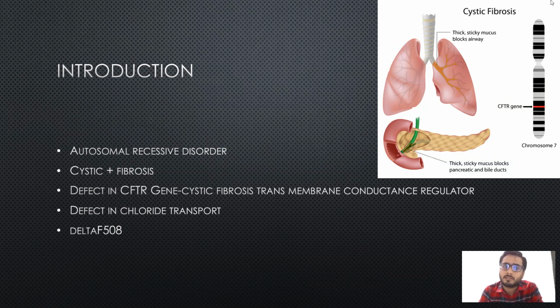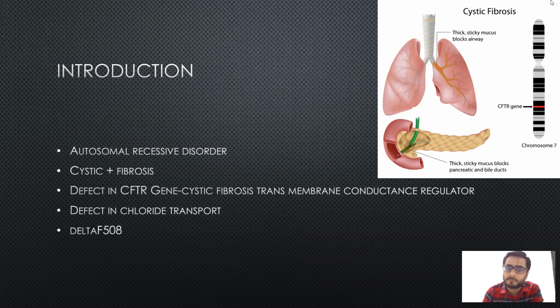From the name itself, it's clear: cystic plus fibrosis. So there is formation of various cystic swellings and there is fibrosis. Fibrosis means hardening of tissue. Next, it is a defect in the CFTR gene.